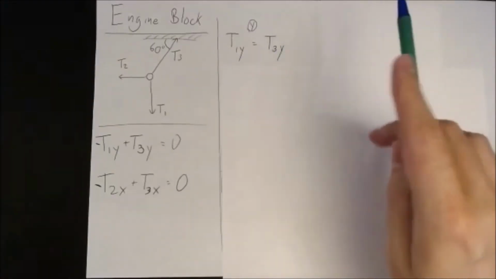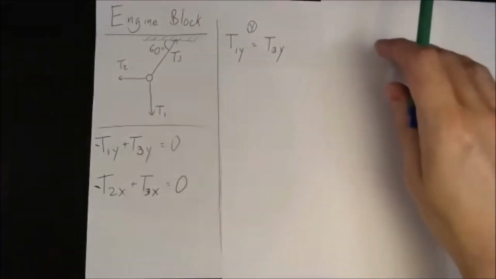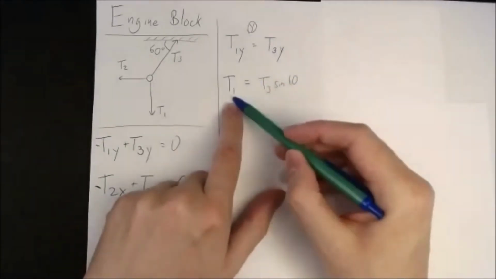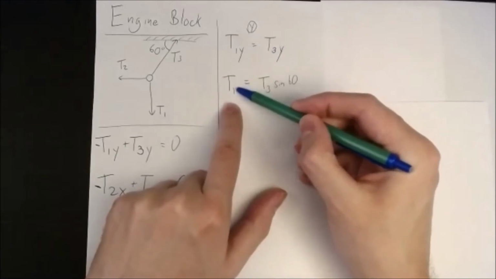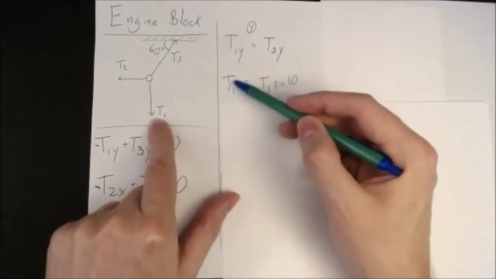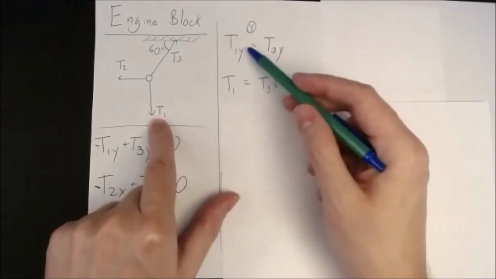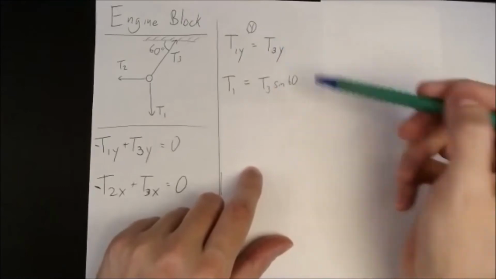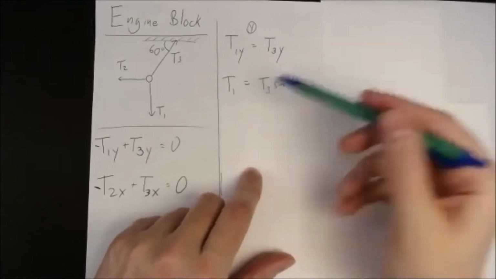We have T1y is equal to T3y. What can we do with that? Well, we can say that T1, because T1 is all in the y direction, then I can even remove that y there and just say, well, it's all T1, and that is equal to T3y, which is T3 sine theta.